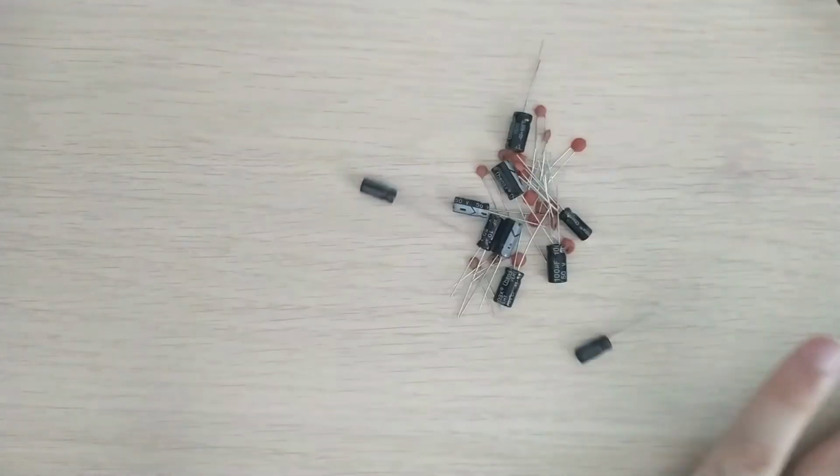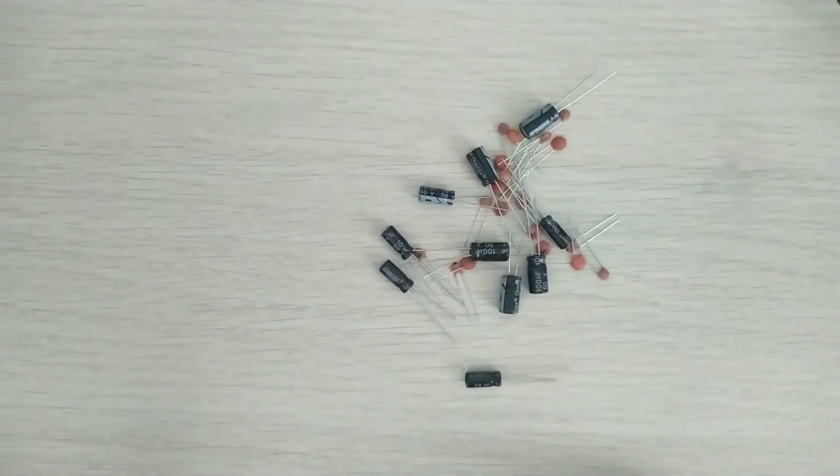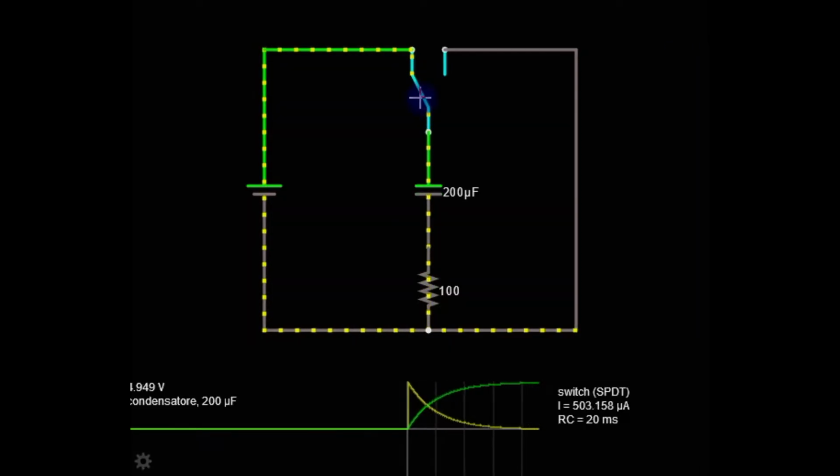If the resistor is the most used component in electronics, the capacitor definitely takes second place. In this video we will analyze how it works without ever neglecting the practical aspect that will help us understand why they are so important.